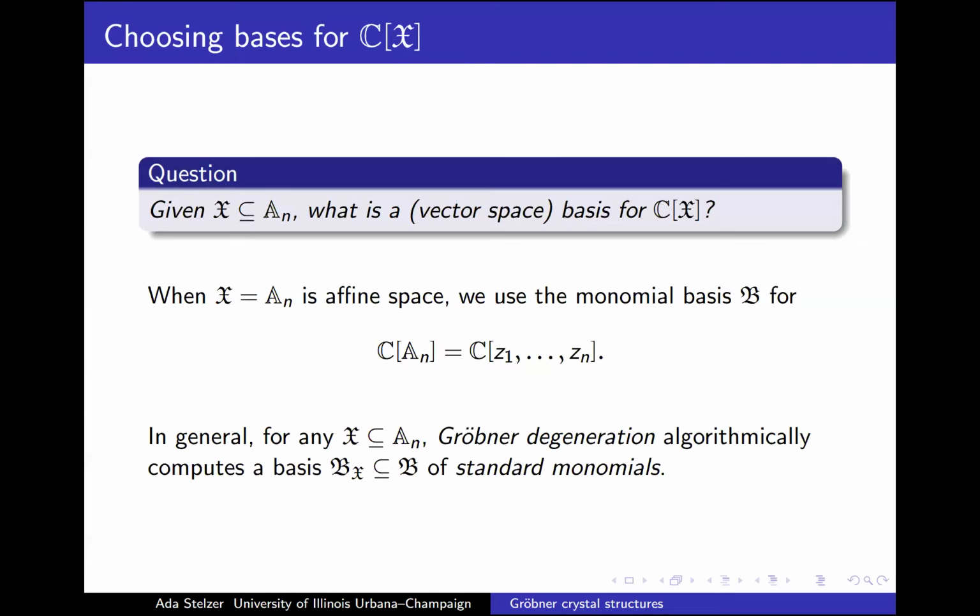And in general, if we have some variety that's been embedded into our affine space, we can use the method of Gröbner degeneration to algorithmically compute a subset of the monomial basis, which we call the standard monomials for our variety X, that then form a vector space basis for the coordinate ring of X, which we realize explicitly as a quotient of our polynomial ring.